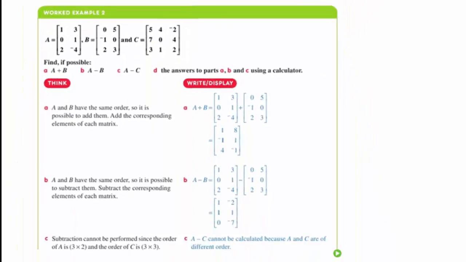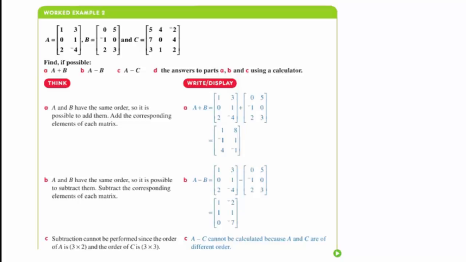Now, the second example, we've been given matrices A, B, and C, and they are saying find if possible, because as you see, those three matrices have different order. Find if possible A plus B. Well, A and B are the same order, so we add them the same way. 1 plus 0 is 1, 3 plus 5 is 8, etc.